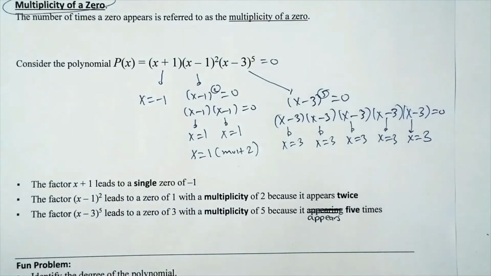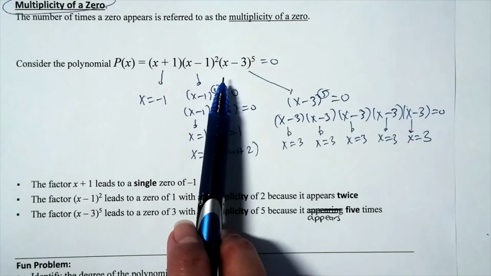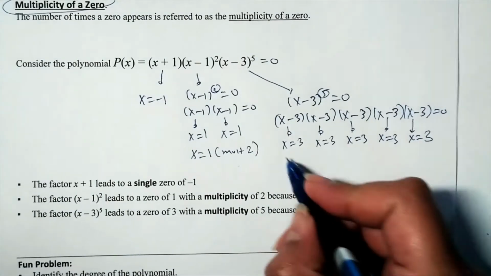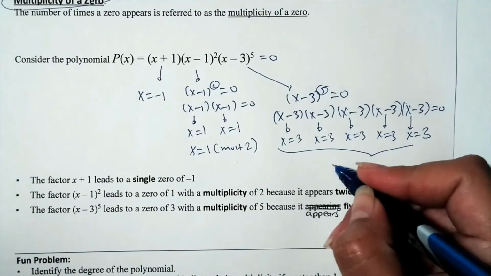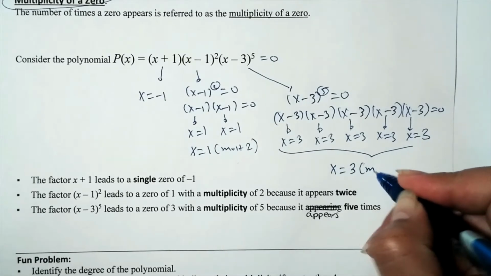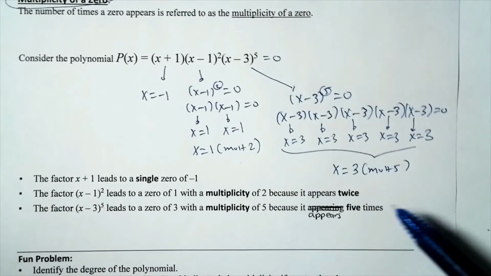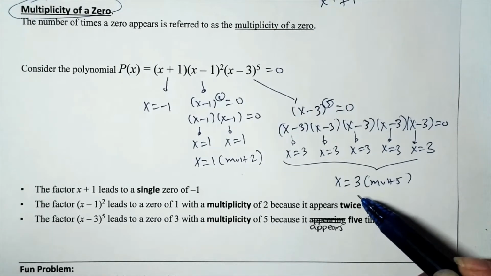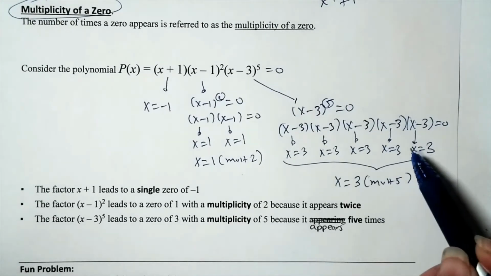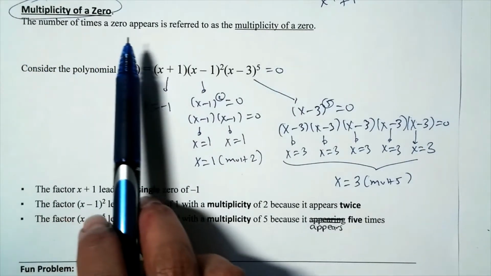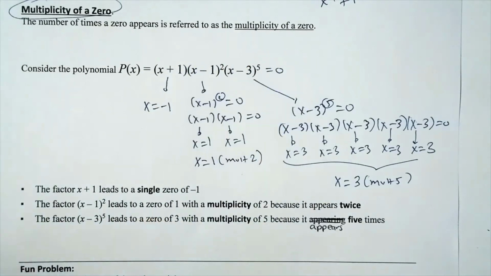In this case, when we take x minus 3 raised to the 5th power and set that equal to 0, that's going to lead to a zero of 3 recycled 5 times. There's no need to write it all 5 times, so we say x equals 3 with the multiplicity of 5. When you write this down, you're telling the reader, 3 is a zero recycled 5 times. One fancy word, multiplicity, the number of times a zero appears, is referred to as the multiplicity of a zero.